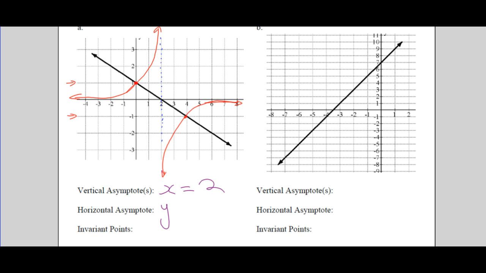Okay. Graph. Vertical asymptote is where? Horizontal asymptote. Invariant points: 0, 1, and 4, -1. Okay, any questions on that one? So you do the next one. All right, here's your chance.